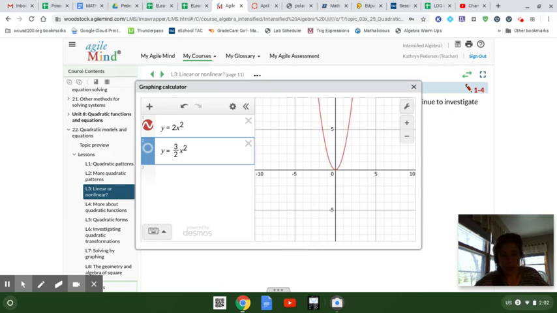So here's our 2x squared. I'm going to turn back on the 3/2 x squared. What do you notice? Is 3/2 x squared wider than 2x squared, or is it skinnier? And we can tell as I turn this one on and off that the 3/2 x squared is wider. Now 3/2 we said is 1.5 x squared, and it is wider than 2x squared. Why do you think it is wider than 2x squared?